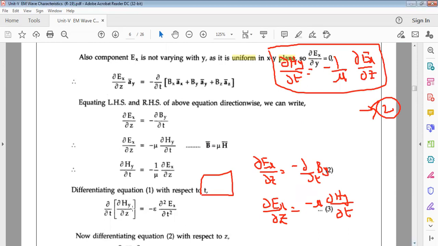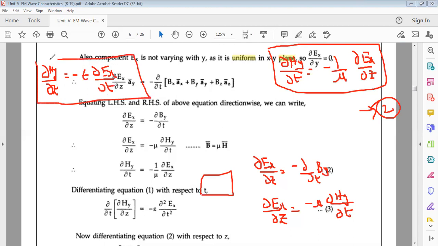Then both sides, we can take it as both sides differentiating the equation 1 with respect to t. What is equation 1 here? This is equation 2. Equation 1 is dou Hy by dou z is equal to minus epsilon into dou Ex by dou t. This is the equation 1. Okay, my dear students. We got here dou Hy by dou t.